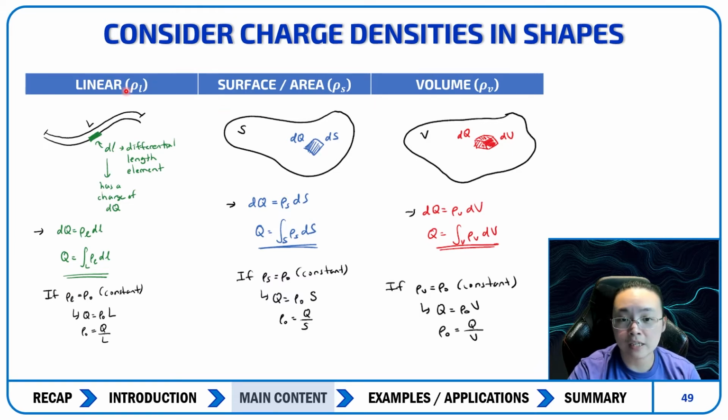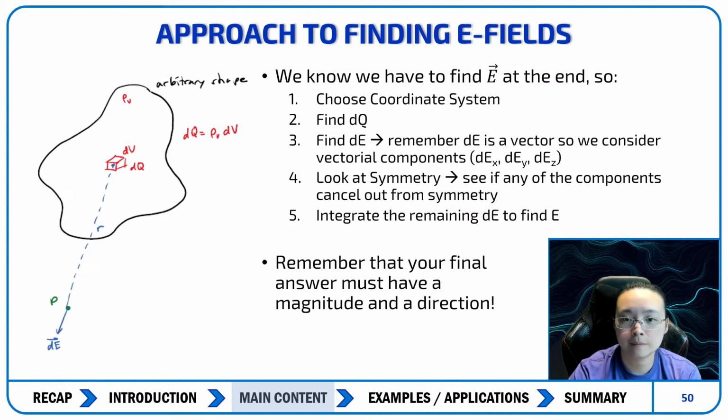a linear charge density multiplied by a linear differential element. You have a surface charge density multiplied by a surface area element, and you have a volume charge density multiplied by a volumetric differential element. Those are the three different equations that you would have to use to figure out what dq is, and then move forward with your calculations. So this will all come together as we work through practice problems together.